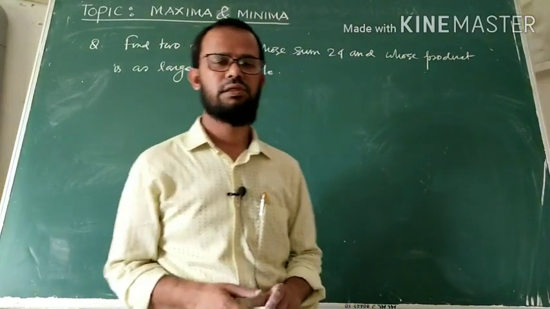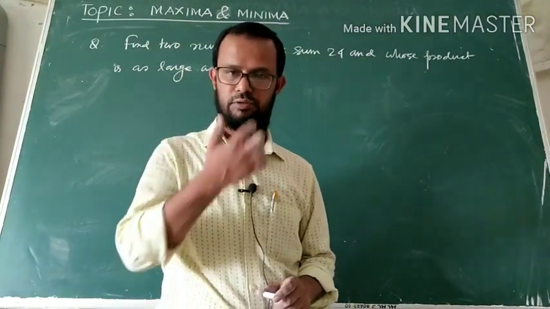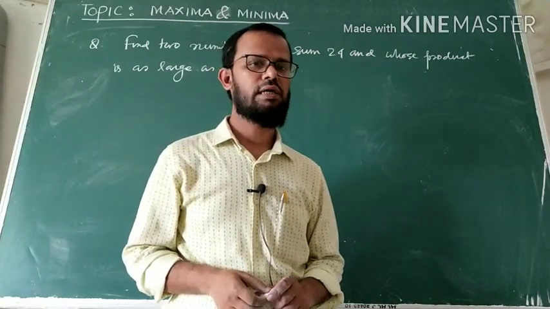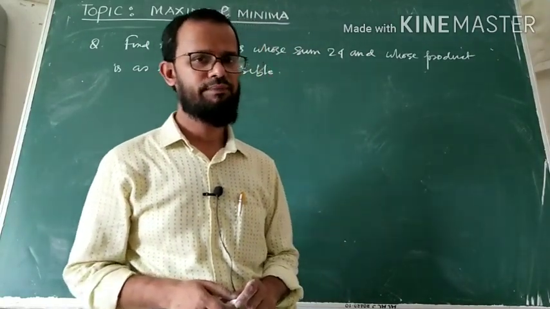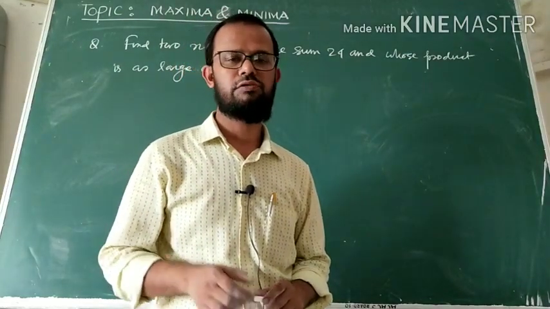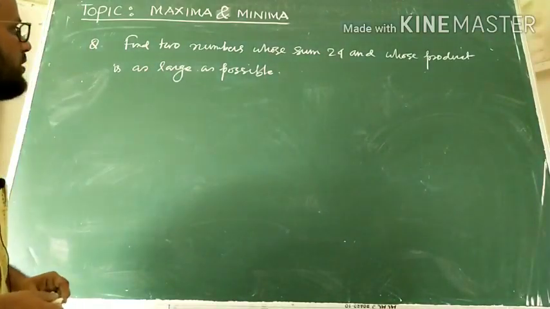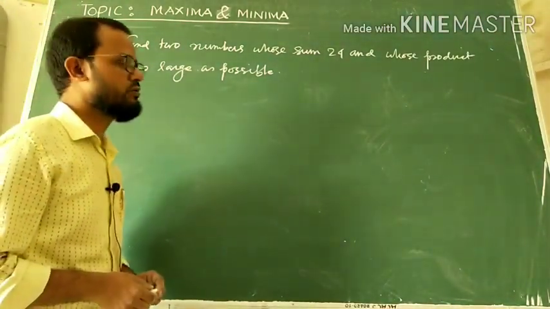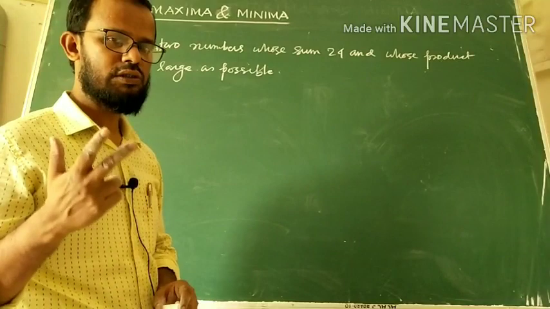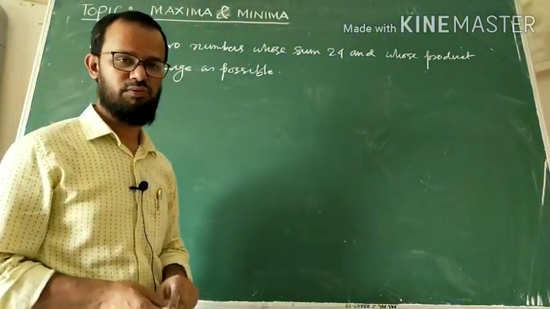Dear students, good afternoon, and in continuation of the last lecture, I am going to take the class on the topic maxima and minima, where I am going to solve few practical problems related to this topic. Today's first question is: find two numbers whose sum is 24, and whose product is as large as possible.